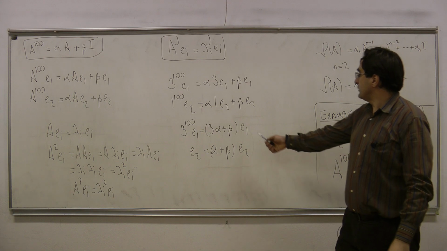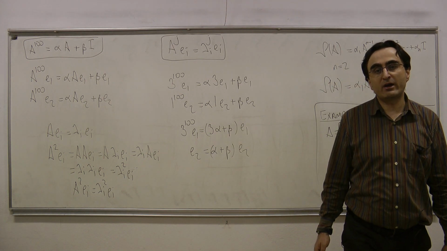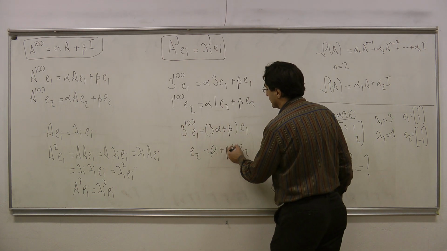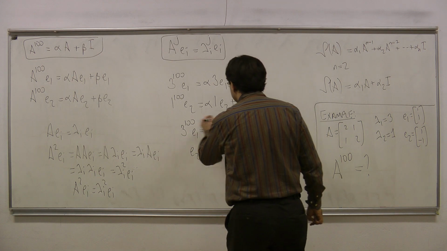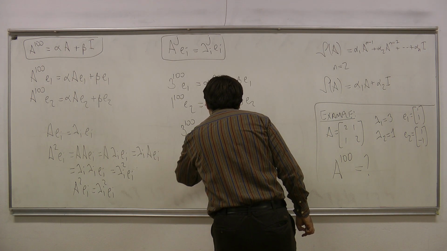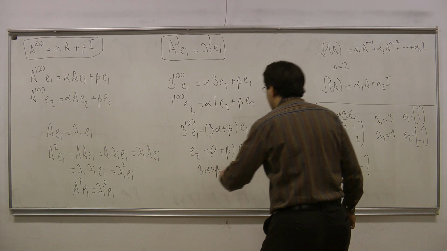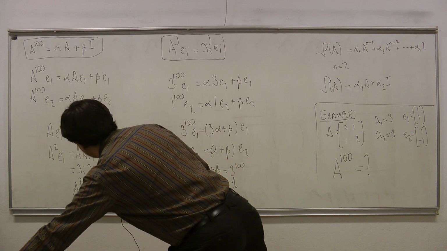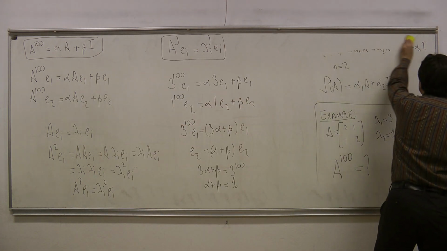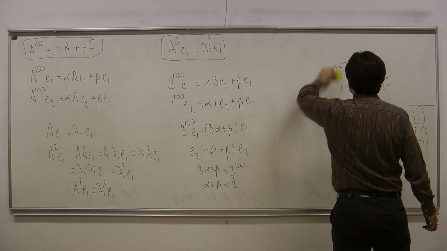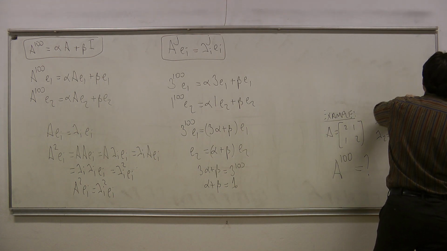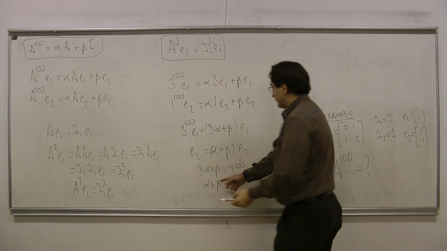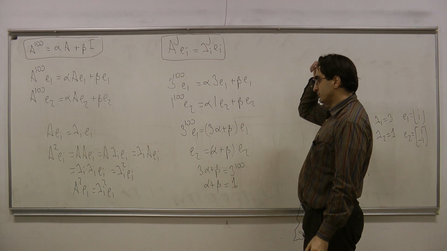Now E2 and E1 are non-zero vectors. That means that the coefficients of these vectors should be equal, in both equations. So I get 3 alpha plus beta is equal to 3 to the 100, and alpha plus beta is equal to 1. So now I have two equations, two unknowns, and I can solve these two equations to find alpha and beta. Now let me first subtract the second equation from the first.